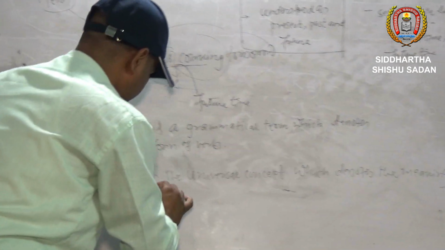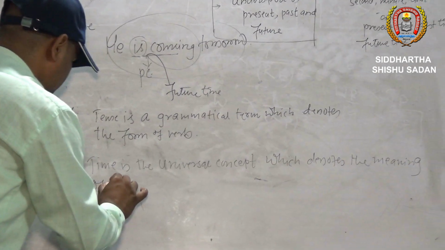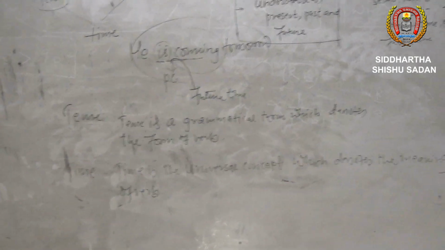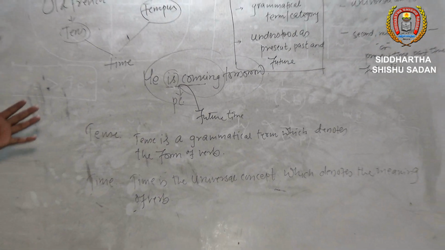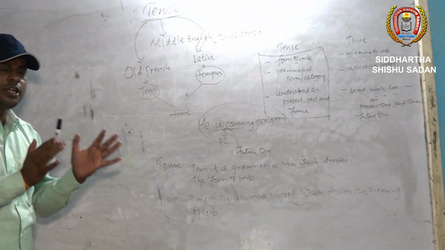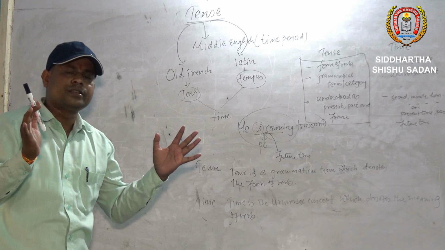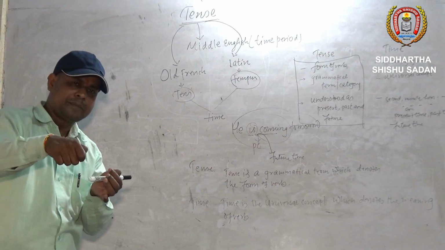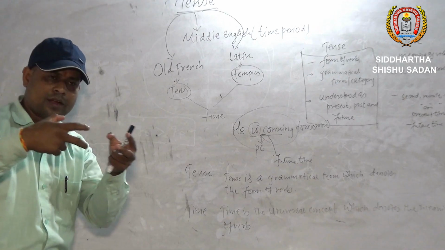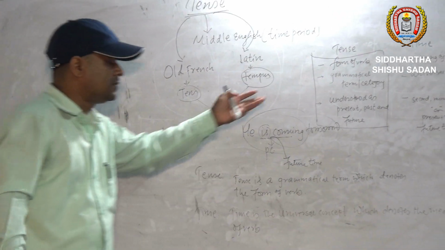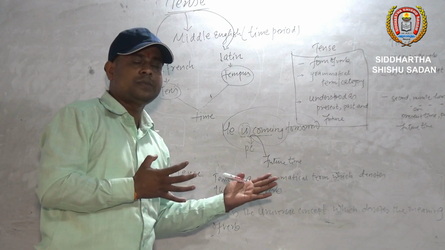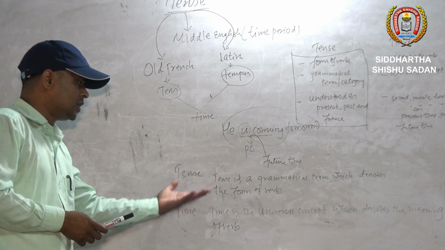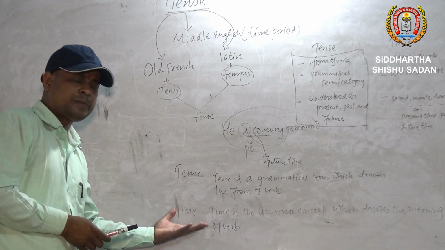Meaning of verb. Okay. So dear students, now you are clear here. Tense and time are different. Though tense has come from time, there are differences, and these are the differences. On the basis of these differences, we can conclude these two definitions.